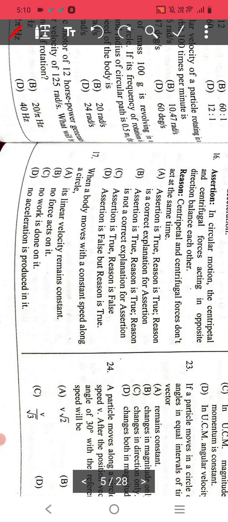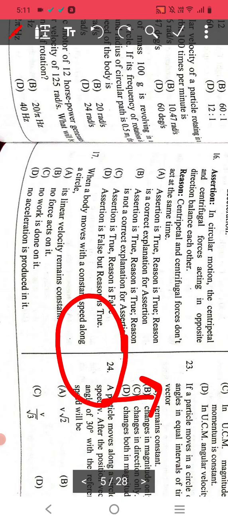And question number 17. When a body moves with constant speed along the circle, what remains constant, linear velocity, or work? Constant speed, and we can say force is along the center, and this is the velocity or displacement. So the angle between displacement and force is 90 degree. So work done is 0. So no work is done on it. That is the answer.